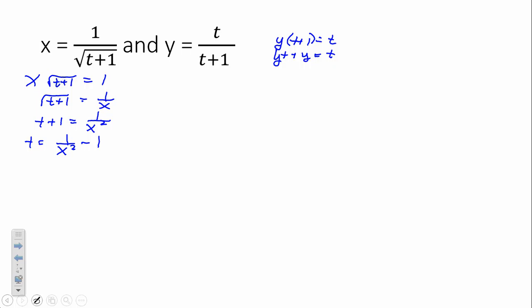Okay, so we're going to plug this into our t for y. And we'll have 1 over x squared minus 1, and then 1 over x squared minus 1 plus 1. All I've done is taken the 1 over x squared minus 1 and put it into t's spot for both. This should say minus 1; that was poor writing.